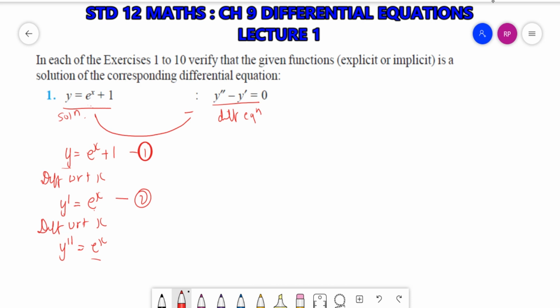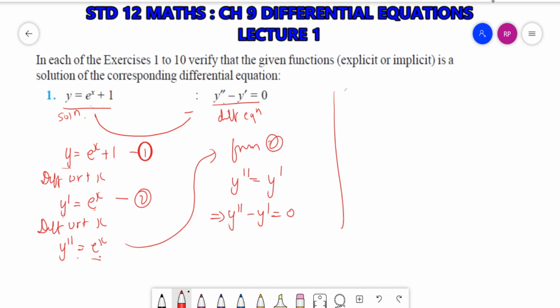Now, can I put y dash in place of e raised to x? Yes. So from 2, y double dash is equal to, instead of e raised to x, y dash. So this will be y double dash minus y dash is equal to 0. So hence it is proved, right? So this is the differential equation of this solution.